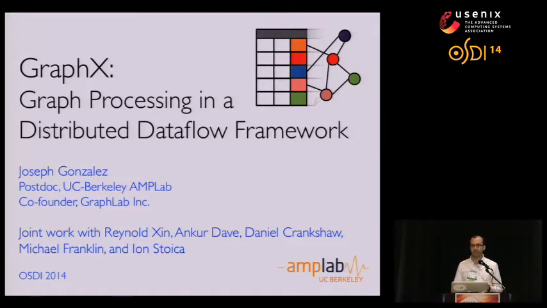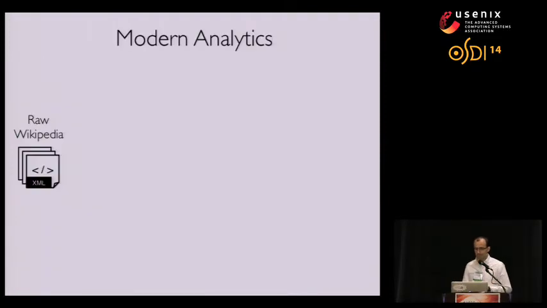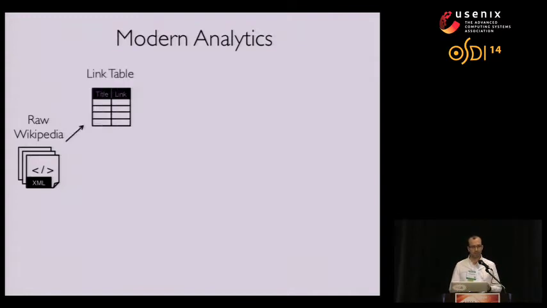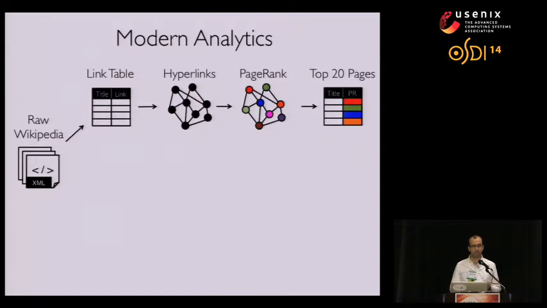And so to motivate why I want to do that, I first want to illustrate what a modern analytics process looks like. So we might begin in our modern analytics story with some raw data. And typically this data is either in some semi-structured or even unstructured form. In this case, perhaps we begin with a Wikipedia XML dump. And now if we want to understand what's going on in Wikipedia, we might begin by parsing this data into a table, a link table, perhaps encoding the title of each article and the articles it links to. Now from that table, we might induce a graph view, a hyperlink graph, and then apply algorithms like PageRank to identify the top pages in Wikipedia.